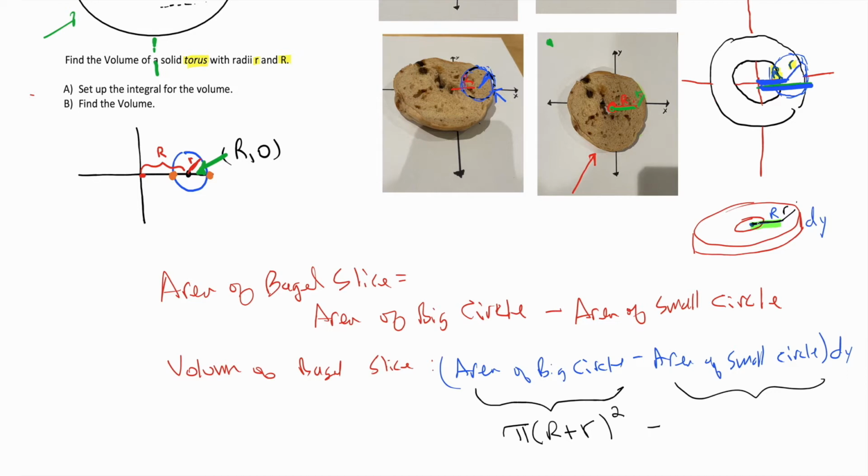I mean, it goes beyond the area of the small circle. It goes beyond our circle, right? We want our circle to stop at the hole. We have R, then we need to back it up by little r. So big R minus little r becomes the radius of the hole. So pi times (big R minus little r), and then you multiply that by dy, you got yourself the volume of your slice.